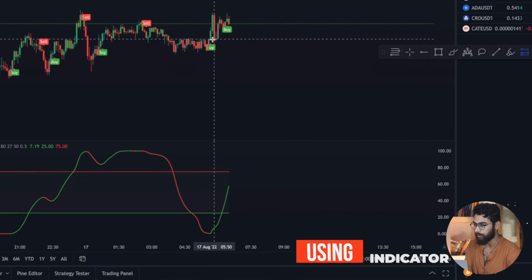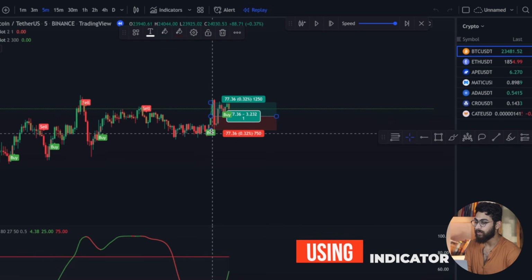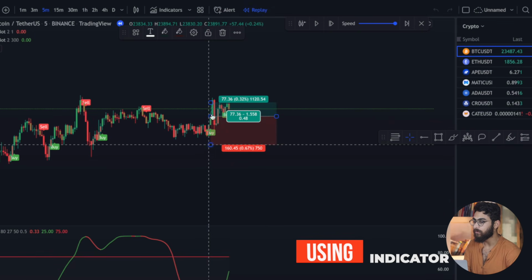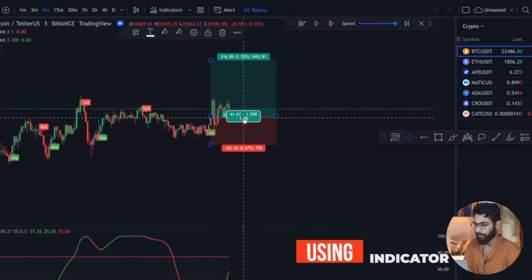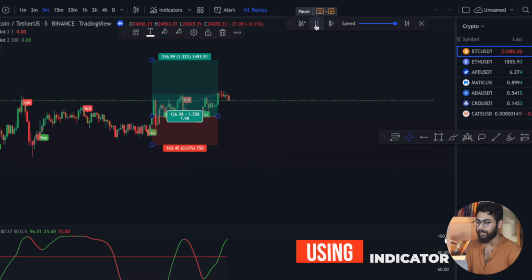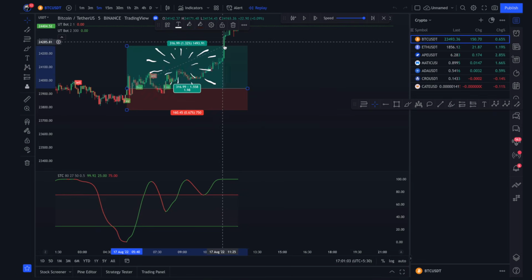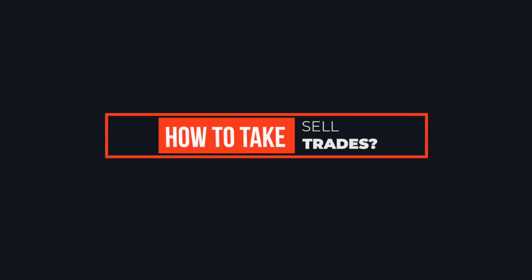So we enter over here and the stop loss will be below this low and the take profit will be twice of the stop loss over here. Now, if you can see, this trade went in profit. Now let's see how to take sell trades.